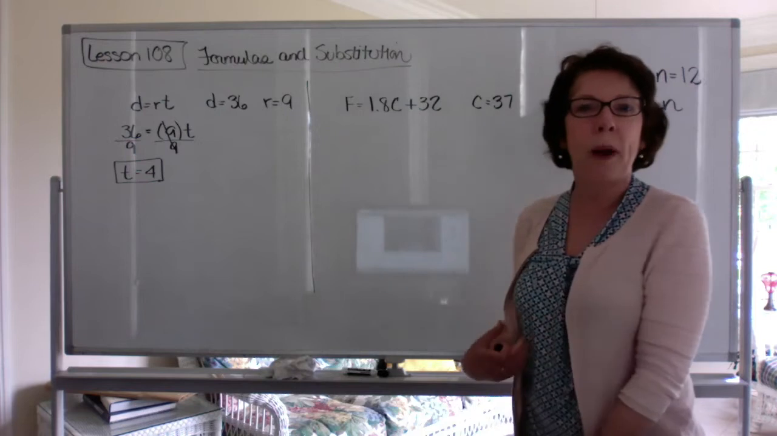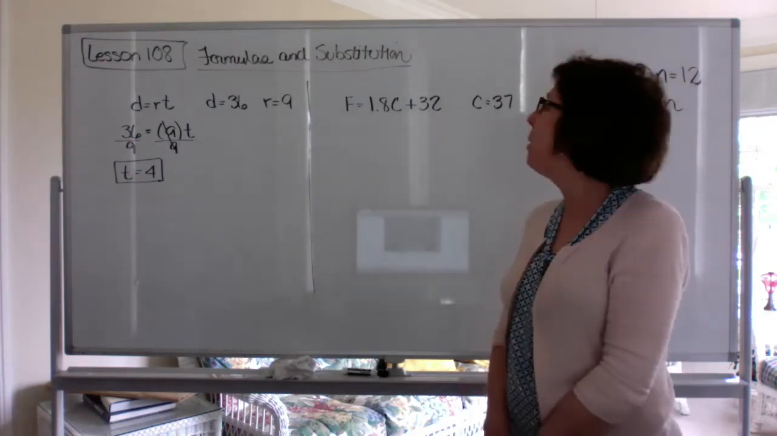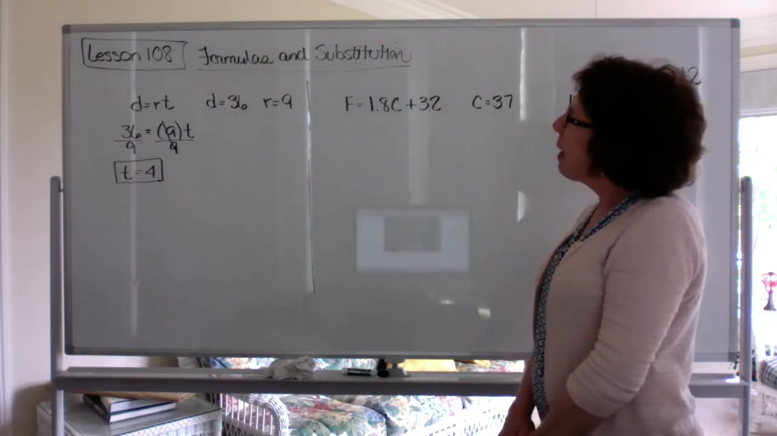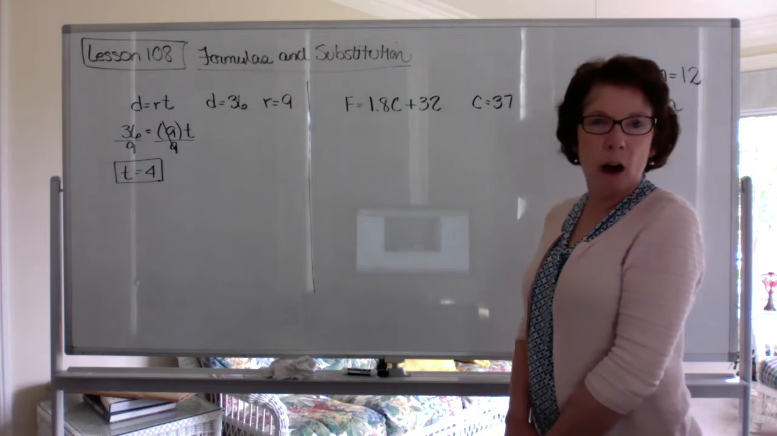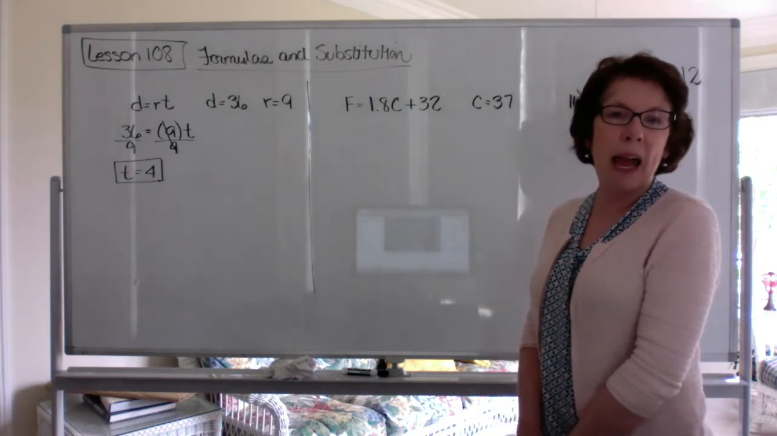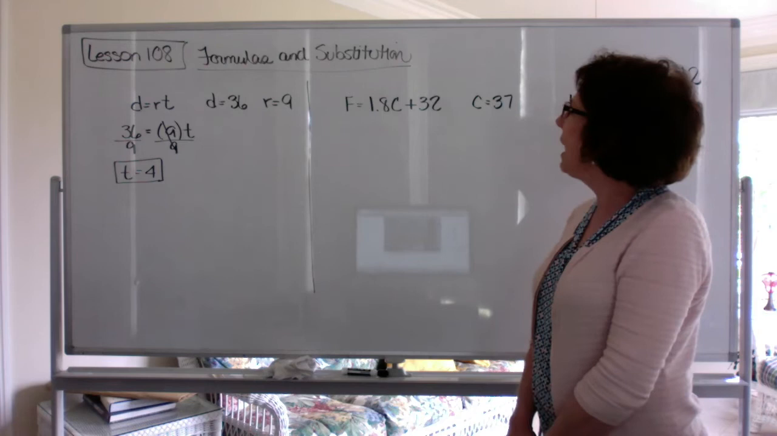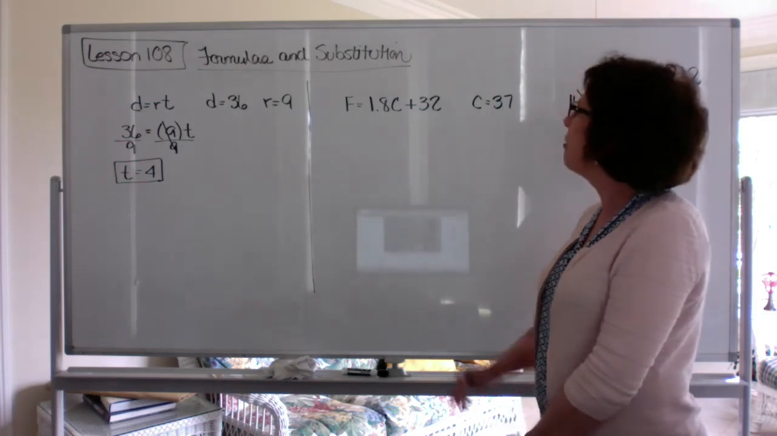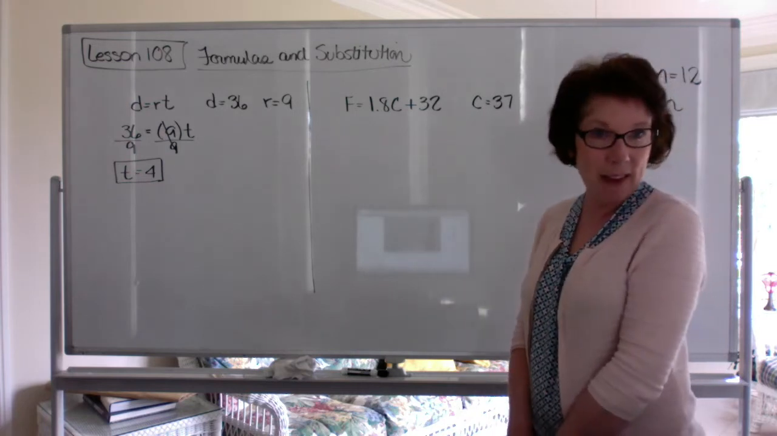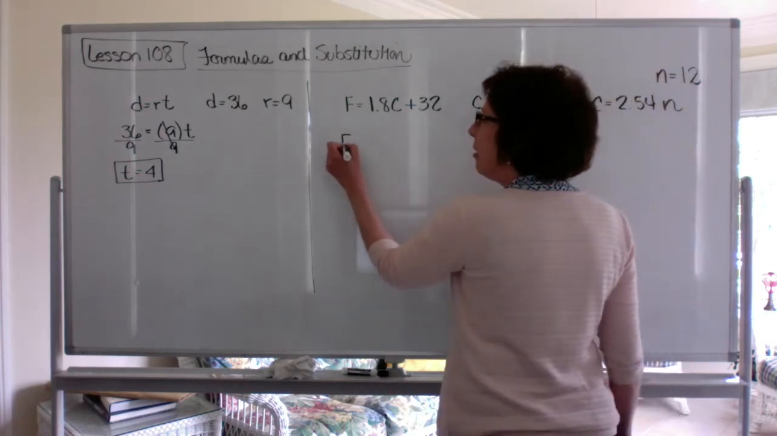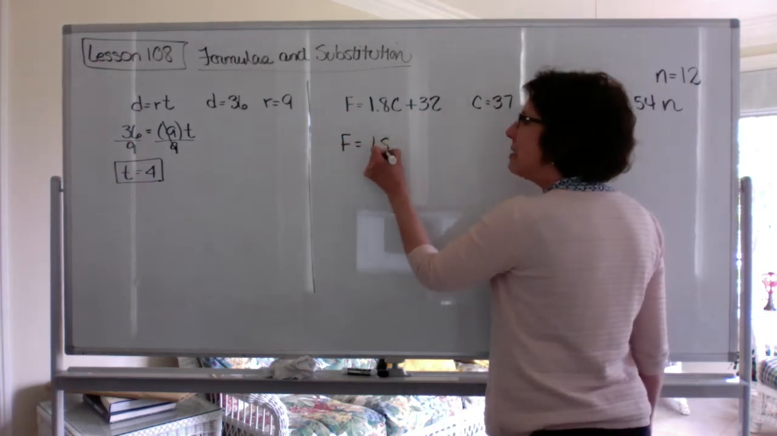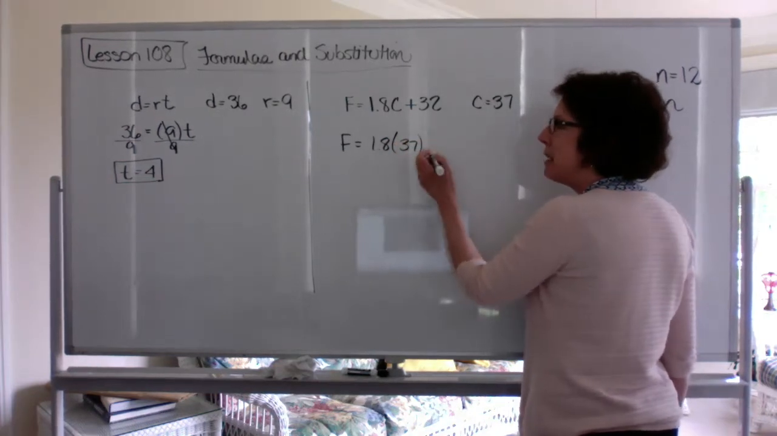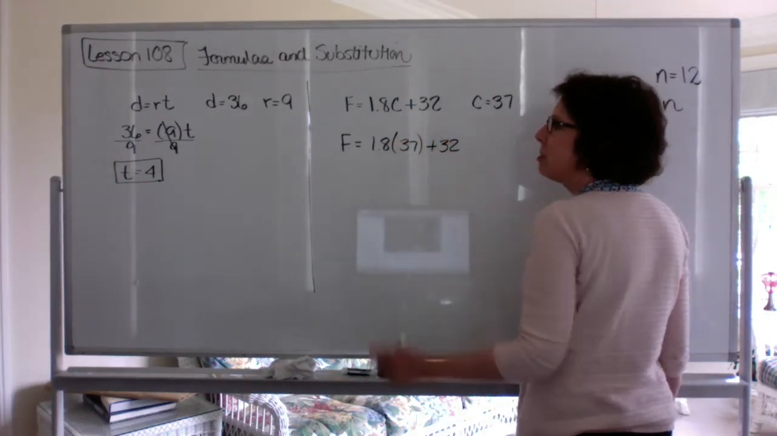F equals 1.8c plus 32, and they tell me that c is 37. Well, you may figure out with an F and a C that this is talking about converting between Fahrenheit and Celsius. So let's go ahead and find out what is our measurement in Fahrenheit if our Celsius temperature is 37. So I'm going to leave the F here, and then I have 1.8 times C. The C value is 37. I'm going to put that in parentheses, substitute it in, and then do plus 32.